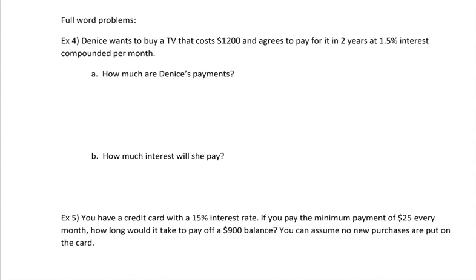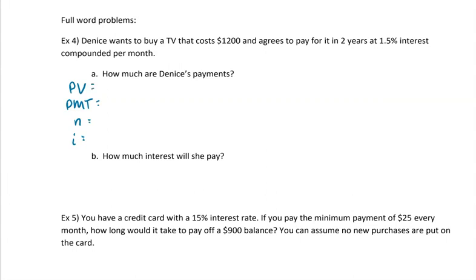Denise wants to buy a TV that costs $1,200 and agrees to pay for it in 2 years at 1.5% interest compounded per month. For part A, what are Denise's payments? Alright, so for this one, we're going to start out by listing out all of our variables. So we have PV, PMT, N, and I.